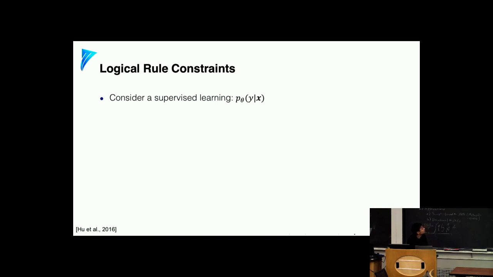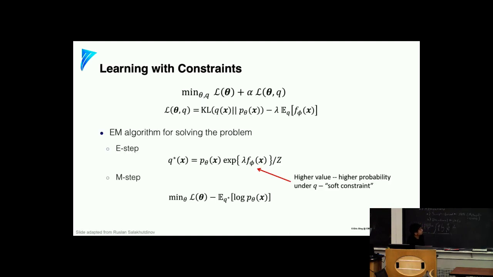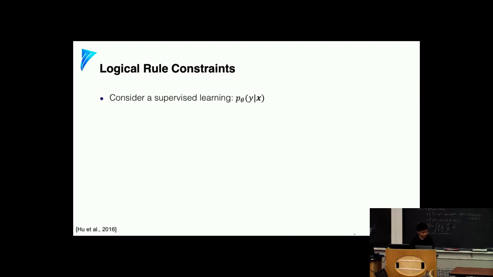Okay, so the M step basically minimizes this objective with regard to theta. And we will see what this means in a specific application. So here is the application. Now we consider a particular use case of this framework. We consider a supervised learning problem. Now the model is P theta, Y given X. For example, X is a sentence and Y is a sentiment label. And so the input and the target space are X and Y.